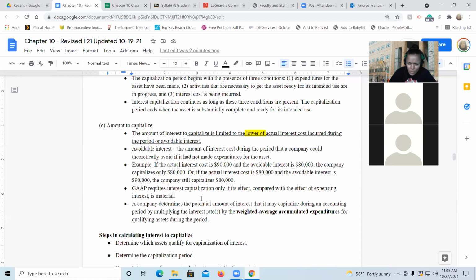So what GAAP is saying is, because they understand that interest capitalization is a somewhat complicated calculation, you don't have to do the calculation if you know that the number is not going to be material, right?